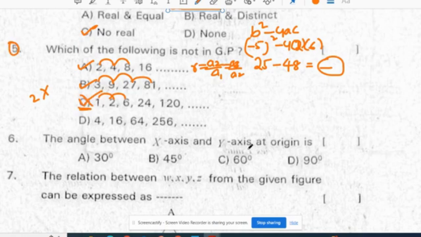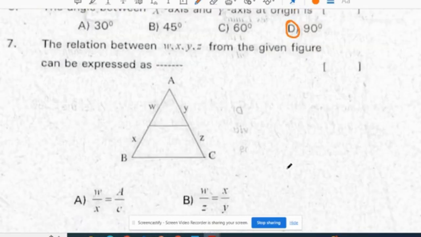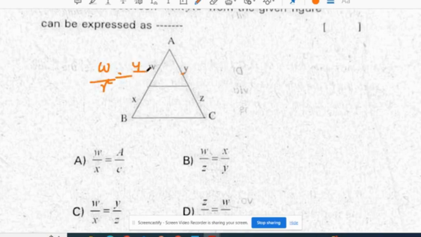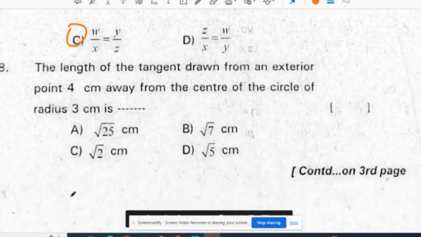The angle between the x-axis and y-axis at the origin. The x-axis and y-axis are perpendicular to each other, so it will be 90 degrees. The relation between W, X, Y, Z from the figure: here we have the basic proportionality theorem. So W by X should be equal to Y by Z. So the correct option is C, W by X is equal to Y by Z.